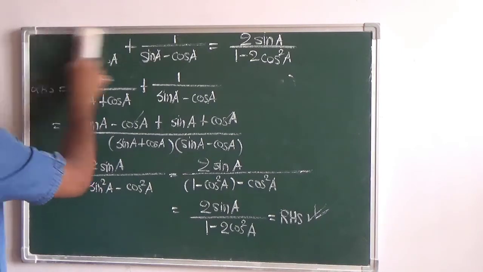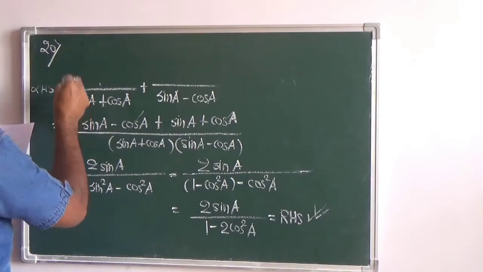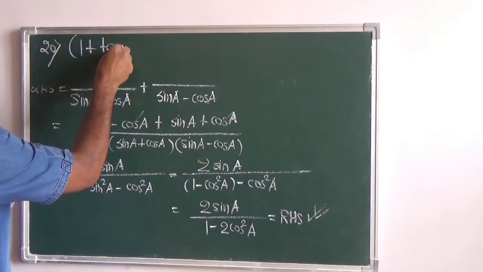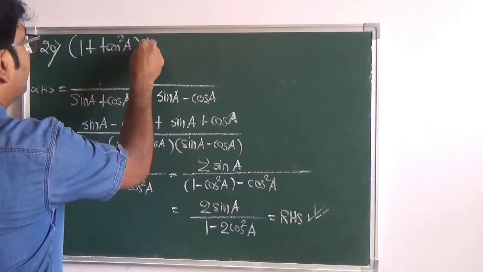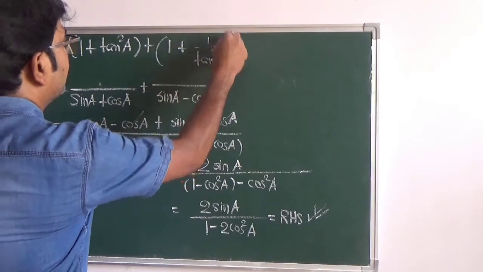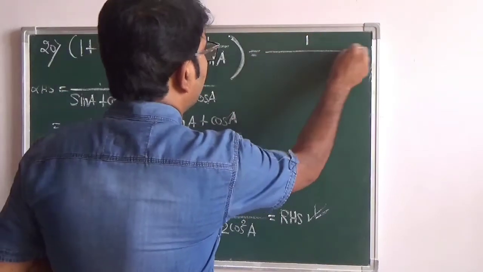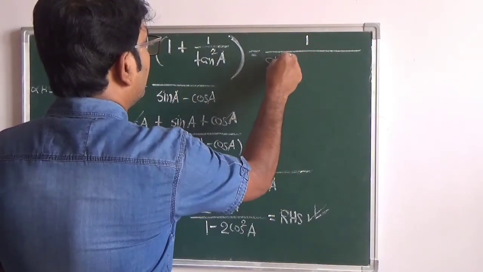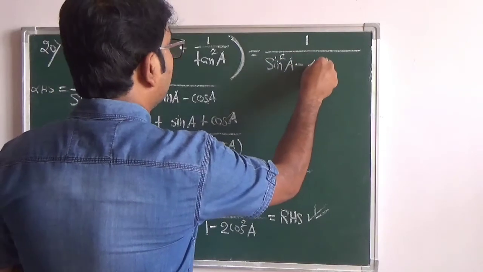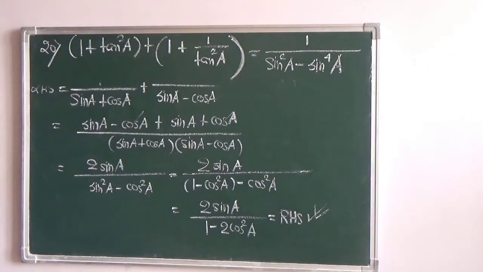So write question number 20. 1 plus tan square A plus 1 plus 1 by tan square A is equal to 1 by sin square A minus sin to the power 4A. So see if you can try and get the value. I just give you a time, 1 minute's time. Just try, or else I will start doing on the board.